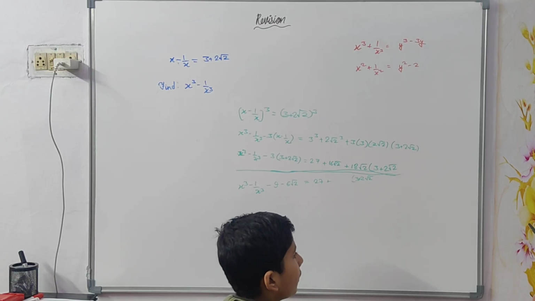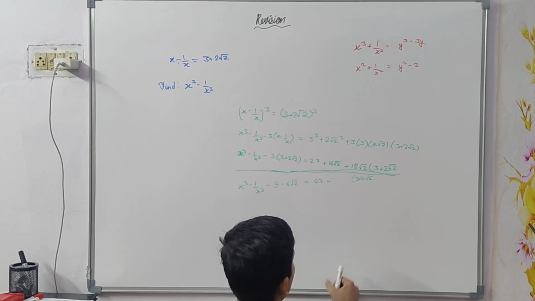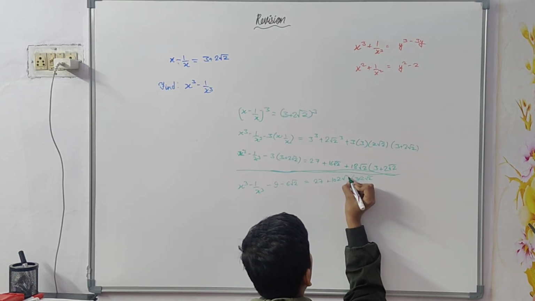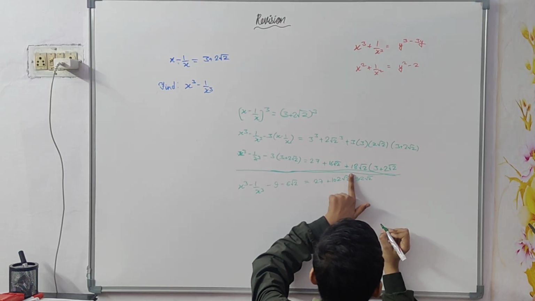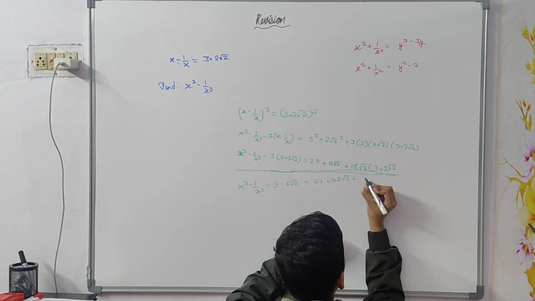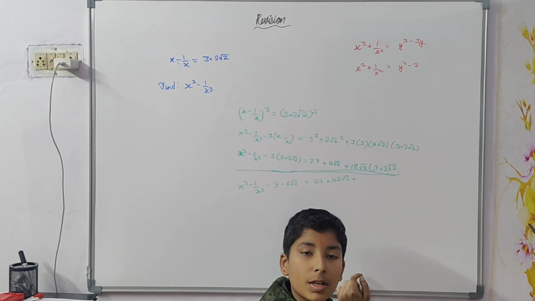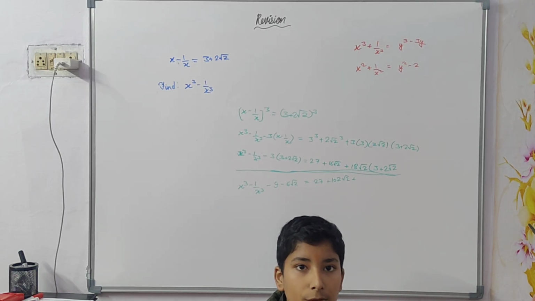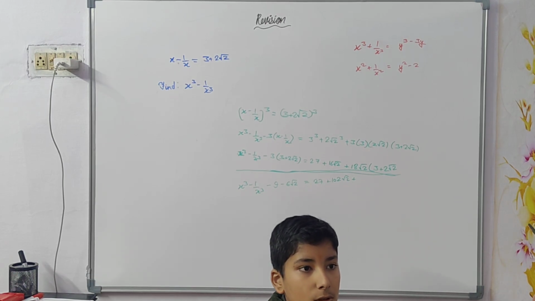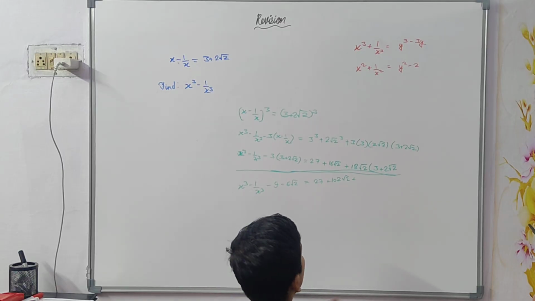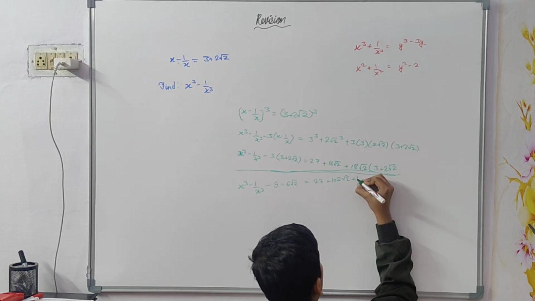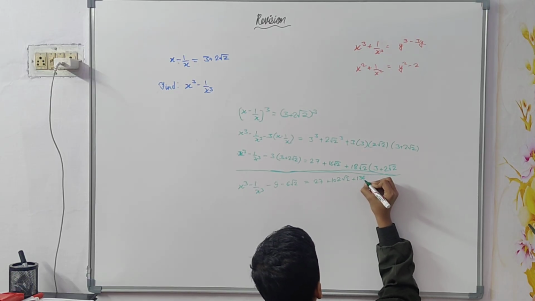34 into 3 is 102 root 2, plus 34 root 2 into 2 root 2: 34 into 2 is 68, 68 root 2 into root 2, 68 into 2, 136.